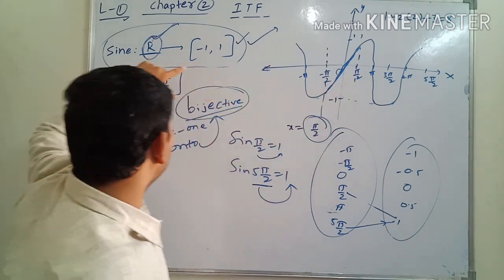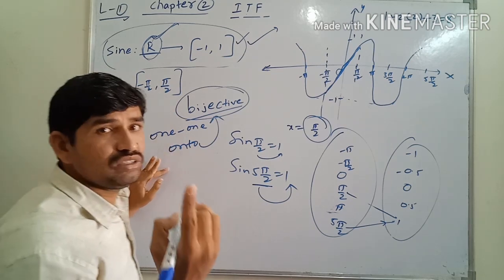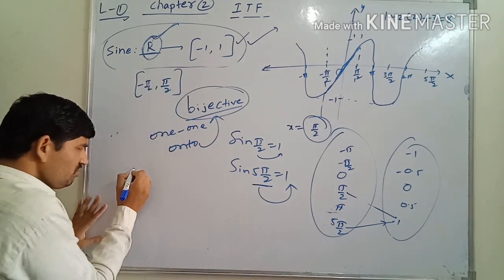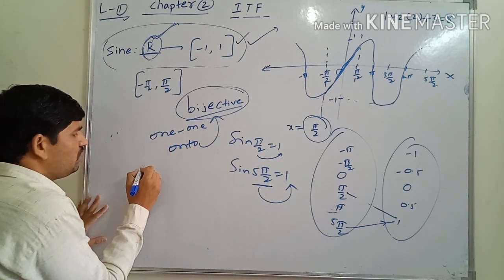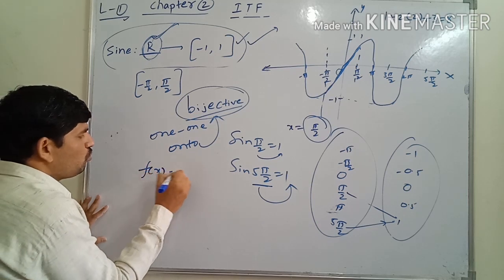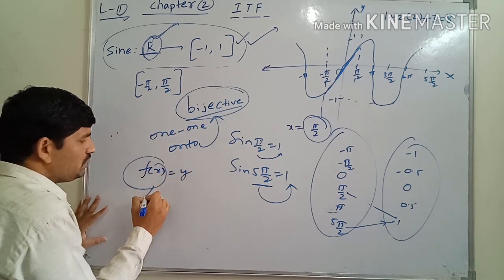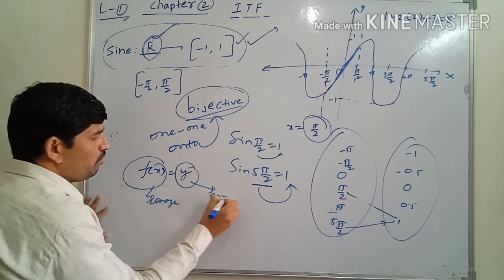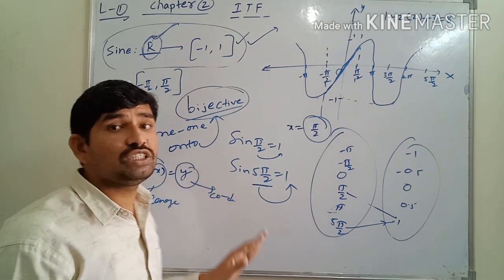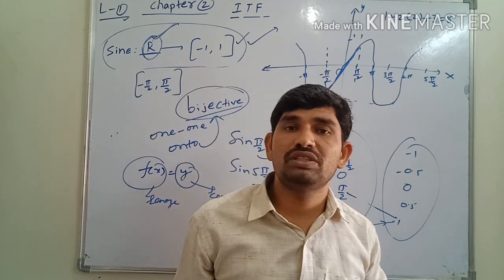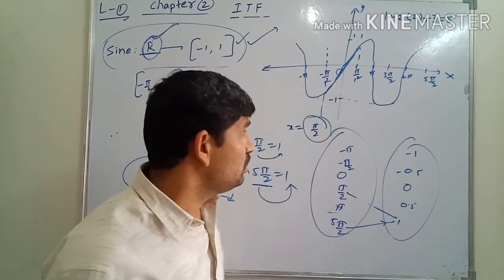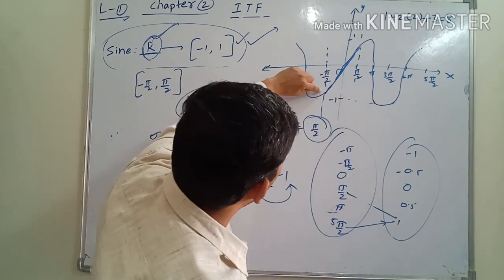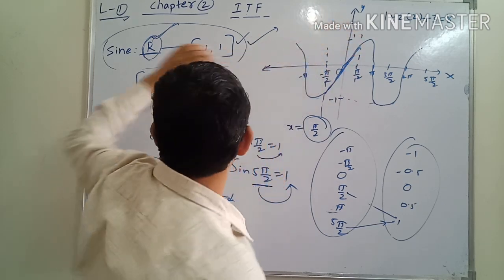Definitely the function is also onto. Remember, onto means f of x is equal to y, where f of x is the range and y is the codomain. If range is equal to codomain, we say the function is onto. So for minus pi by 2 to pi by 2, you can substitute.